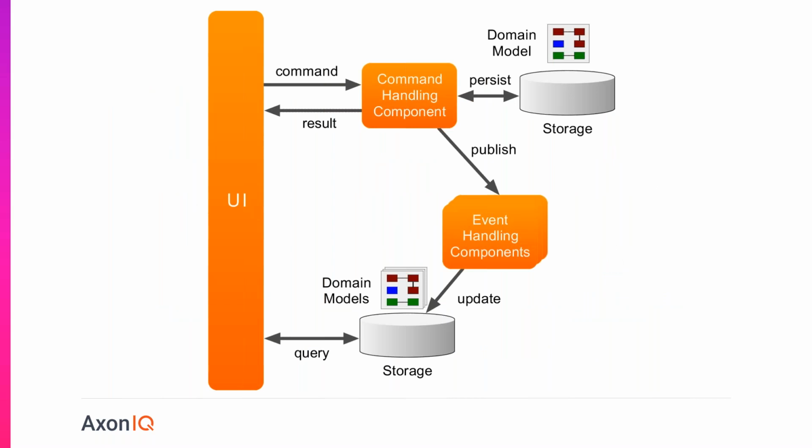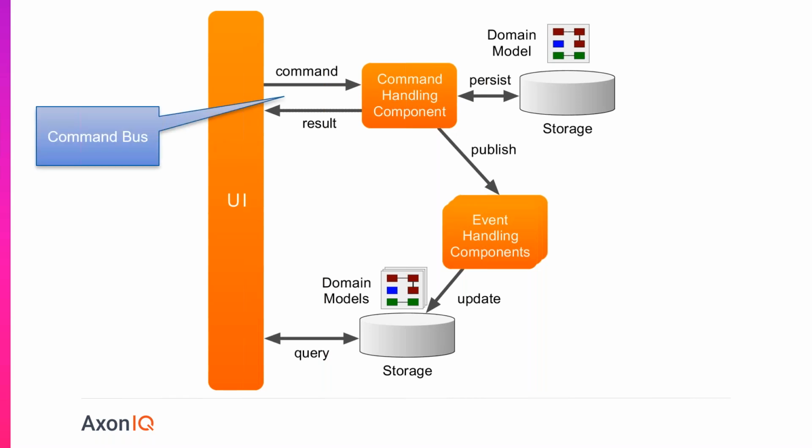And if we look at how Axon deals with that, if we have an architecture like this, where we see the command handling component on the top, the query handling component in the bottom, and the event handling components, basically reading events, consuming these events, and updating the query models.